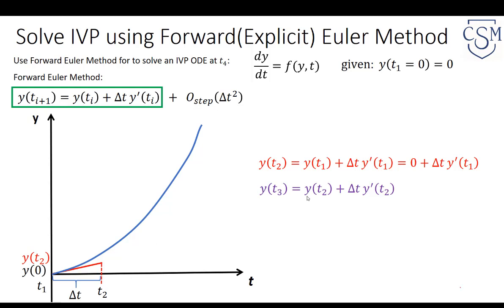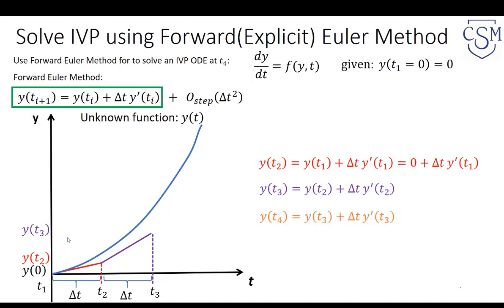We can find y of t3 using the forward Euler method. We have t3 and the delta t, and we can take this derivative of y of t2 and add up, and this would give us y of t3. Finally, we can find y of t4, which is just y of t3 right here, plus the delta t times the derivative, which is really just this slope here of the derivative at y of t3.